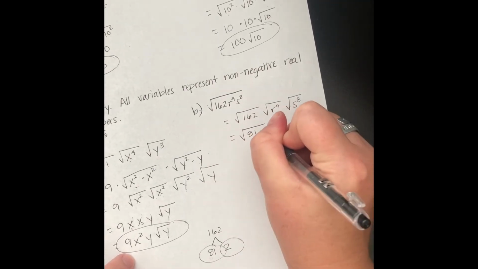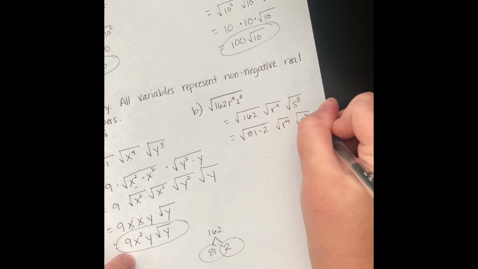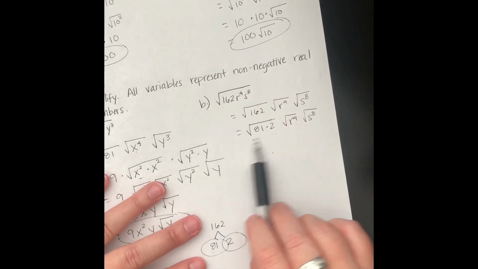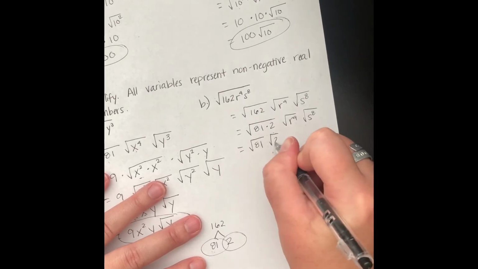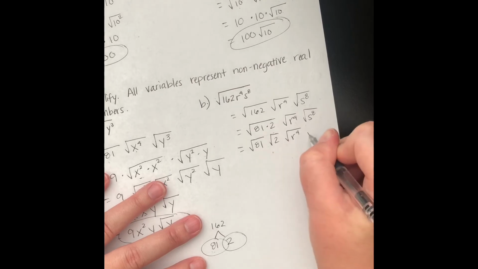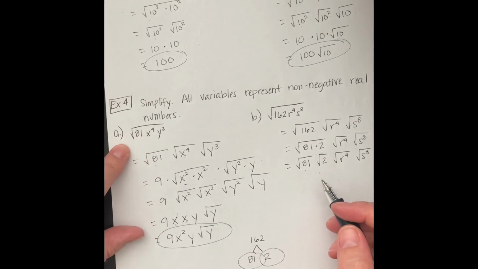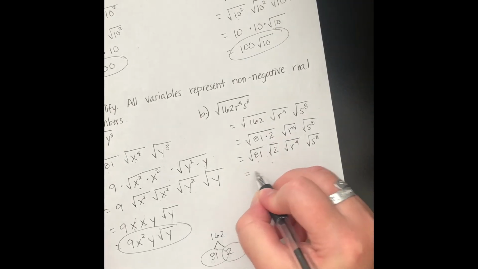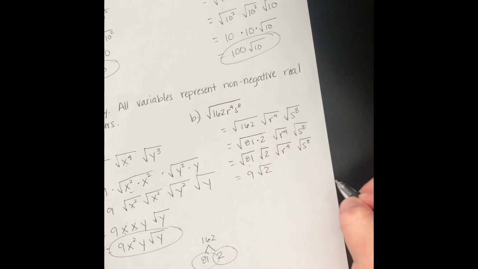Square root of 81 times 2. Square root of r to the 4th, square root of s to the 8th. Separate them. Square root of 81 times the square root of 2 times the square root of r to the 4th times the square root of s to the 8th. 81 is a perfect square. We already found that over here. It's 9. 2 does not have a perfect square. So it's going to stay as the square root of 2.